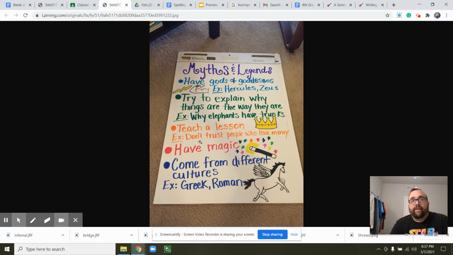Okay. So myths teach a lesson. Example, don't trust people who love money. So myths also help teach a lesson. They have a theme usually. All right, we're dealing with themes again. Gotta love it. Commonly they have magic or powers that are not common or that a normal person like a teacher doesn't have, right? And then they come from different cultures. So, examples you have Greek and Roman, you also have Aztec, Eastern European myths, Nordic myths and legends. So, there are so many different legends, right?